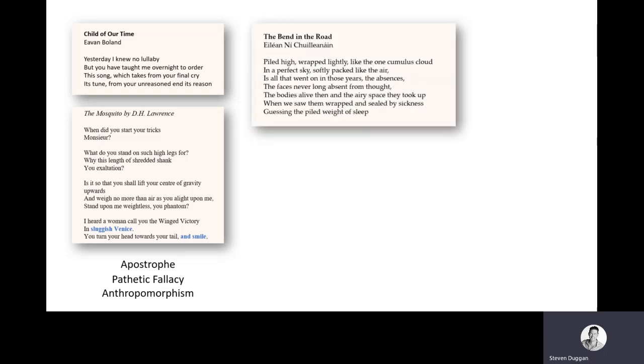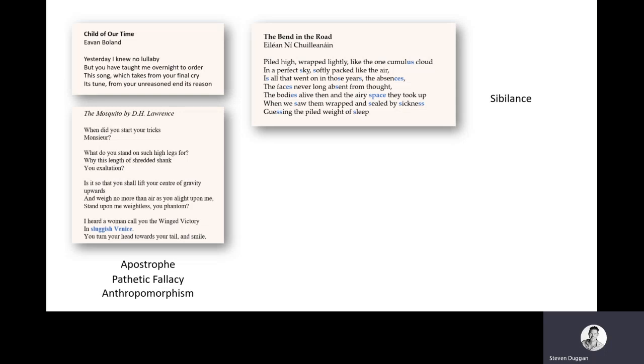A few others. The Bend in the Road by Eileen Ní Chuilleanáin, which is a wonderful beginning to a poem, a very reflective, meditative, ruminative poem about loss. But actually, if you look at the use of stylistic features to communicate that tone, they're really interesting. This is a masterful example of sibilance, to control that tone and bring across that sense of contemplation. Look how many of those sibilant S's are here.